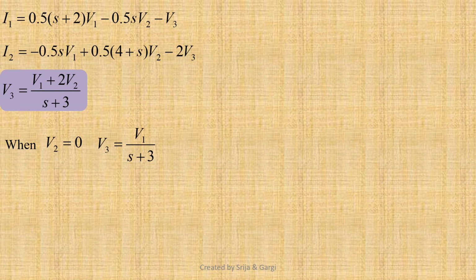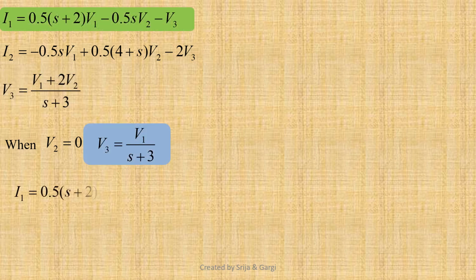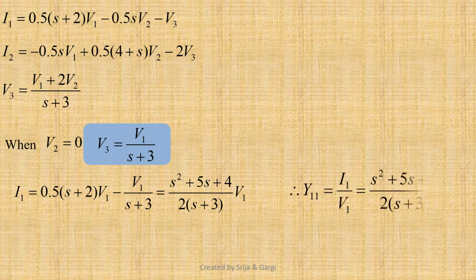Using this expression in first equation, we get I1 equals to 0.5 (S plus 2) V1 minus V1 by (S plus 3). That is equal to (S square plus 5S plus 4) divided by 2 into (S plus 3) times V1. That gives us Y11 equals to I1 by V1 equals to (S square plus 5S plus 4) divided by 2 into (S plus 3).